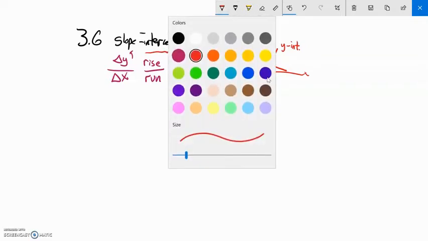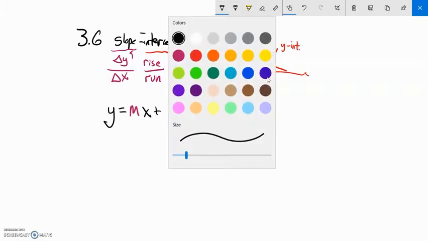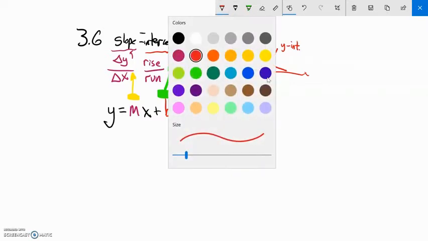And the form of equation we're going to talk about is called the slope-intercept form because it actually gives us both of those things. So if I have an equation in the form y equals m times x plus b, then the number in the m spot is my slope, and the number in my b spot is my intercept. So let's do an example or two.